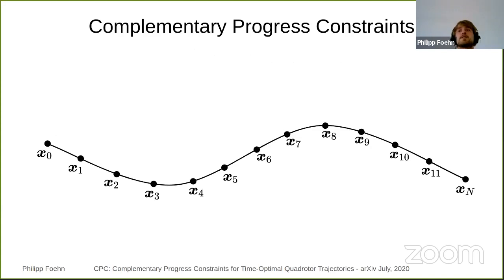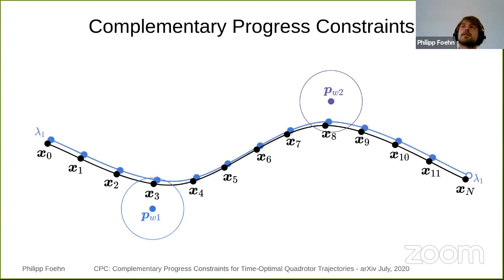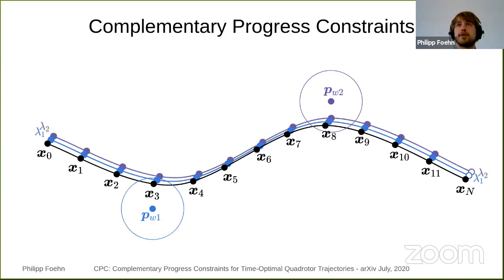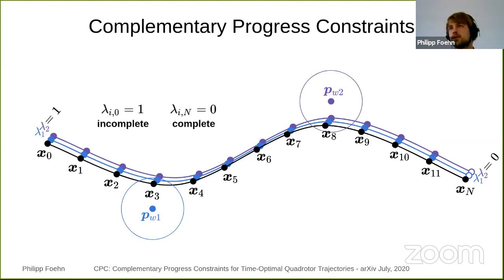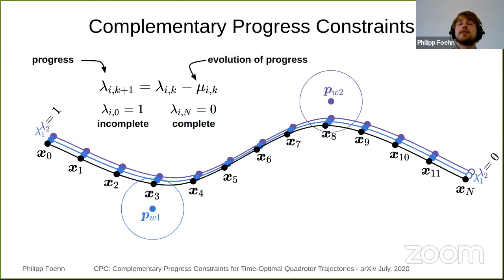So how can we enforce it to pass through waypoints? Let's imagine we have two waypoints that we want to pass within a certain tolerance. Now we formulate our progress variable. Here, lambda 1 for our waypoint 1 and lambda 2 for our waypoint 2. These progress variables are 1 at the beginning and 0 at the end of our trajectory. 1 indicates an incomplete waypoint, whereas 0 indicates a completed waypoint. The progress variables evolve along the trajectory over a variable mu. And we can now constrain this variable to only allow change under certain conditions.